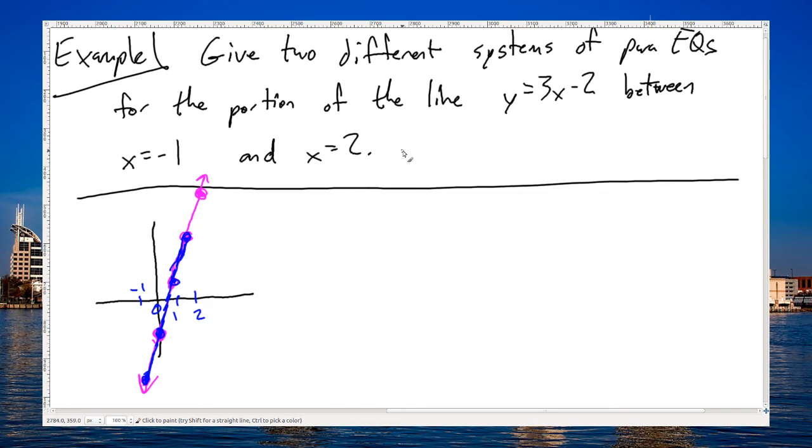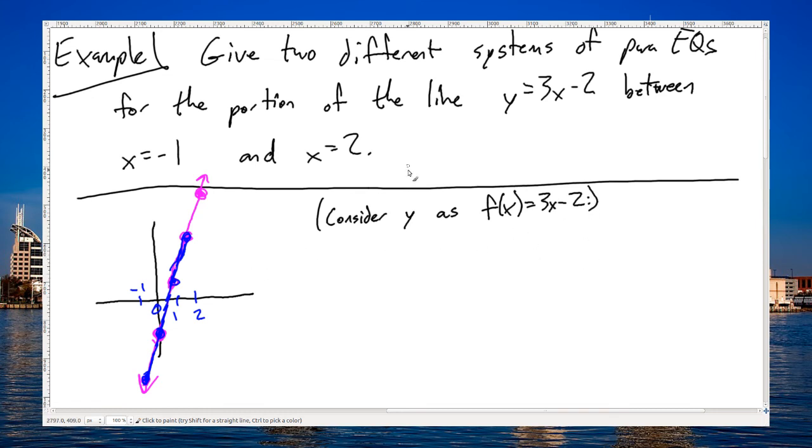So I want two different systems of parametric equations, and this is basically where I'm just going to use the fact that I have y as a function of x, but I'm also describing a line segment. So I have two options to solve this problem. The first way I'll do it is considering y as a function of x. The function of x would be that 3x minus 2.